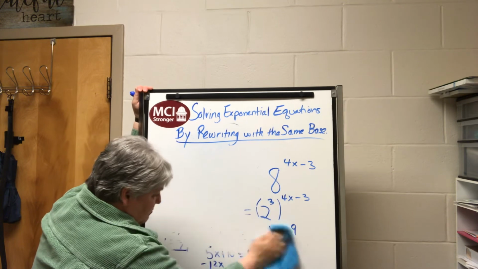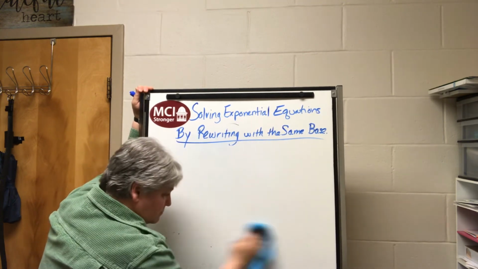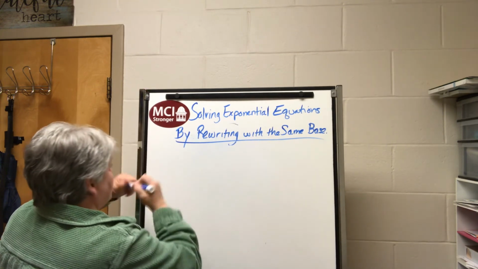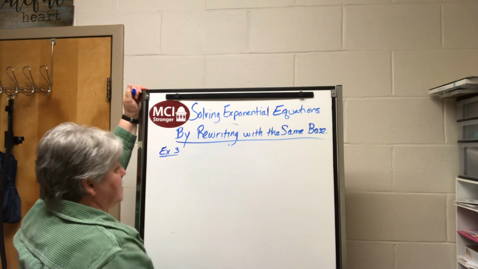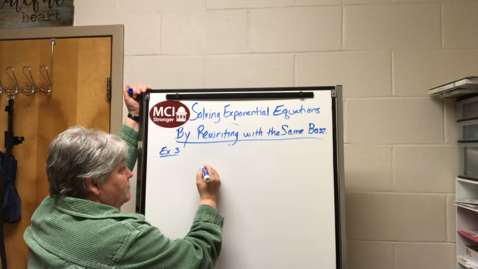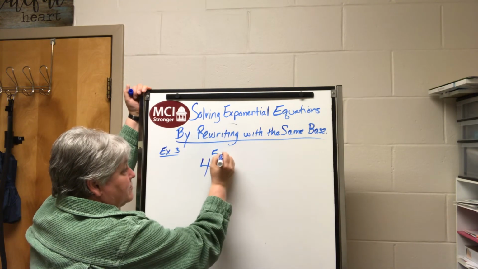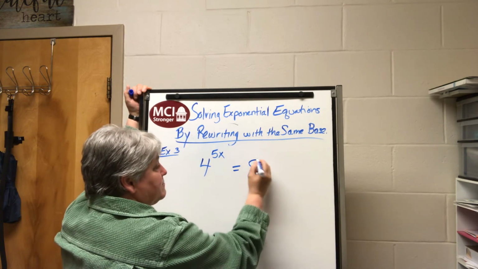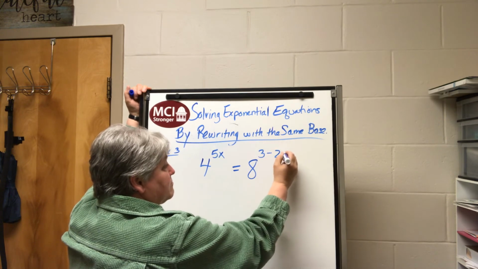So we're just going to do one more example of this type. So this will be example 3. So if I had something like 4 to the 5x is equal to 8 to the 3 minus 2x.